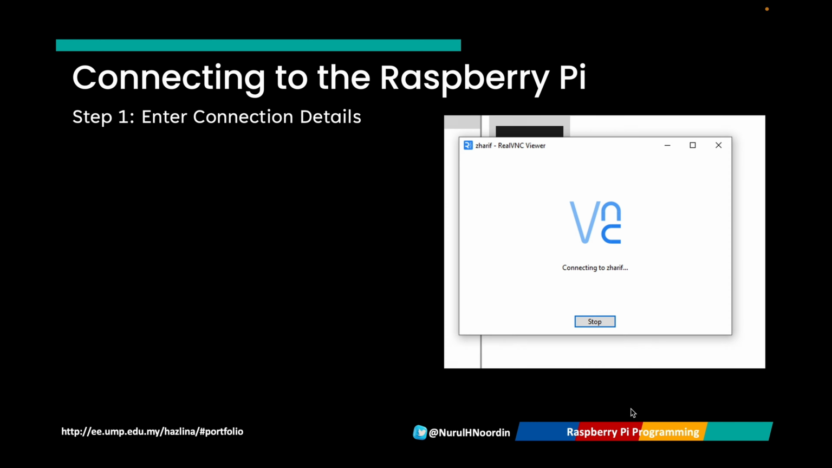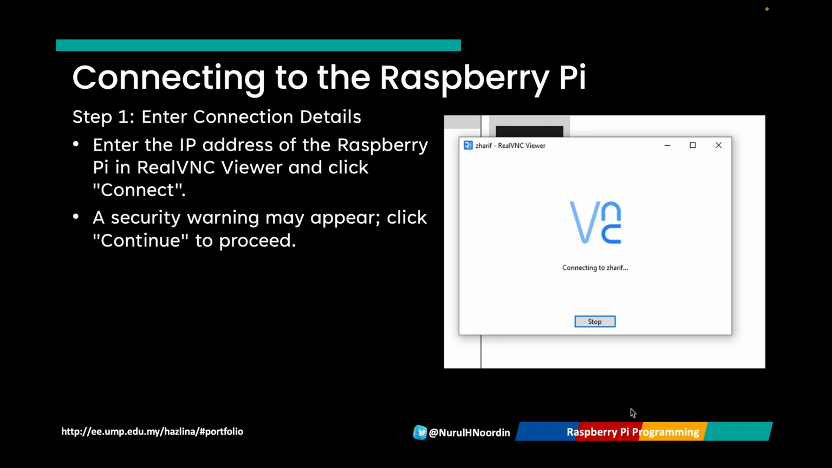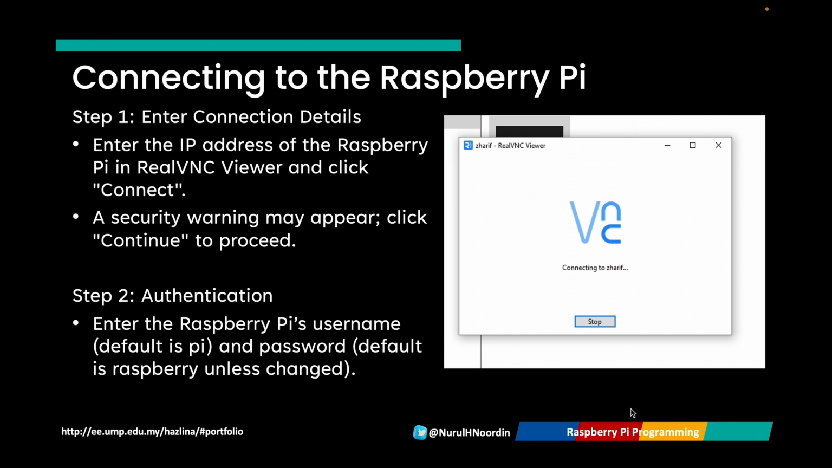To connect with the Raspberry Pi, enter connection details. Enter the IP address of the Raspberry Pi in the Real VNC Viewer and click connect. A security warning may appear. Click continue to proceed. Step number 2, authentication. Enter the Raspberry Pi username. Default is pi. Unless you change it, you can use this default name. And the password default is raspberry, unless changed.